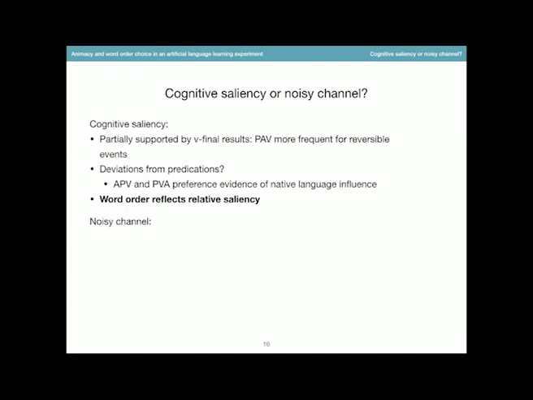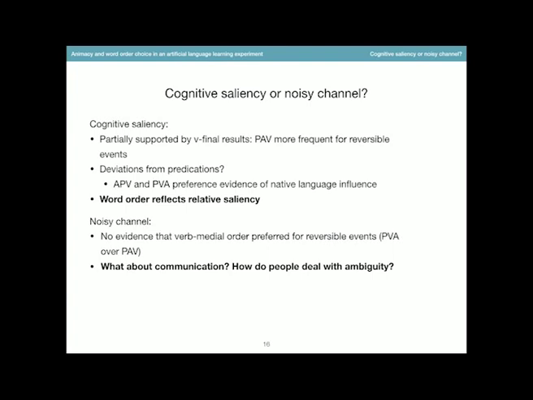In terms of the noisy channel hypothesis, we found no evidence that verb medial orders were preferred at all for reversible events, so our data didn't support this hypothesis. However, a caveat to that is that we don't want to rule out the possibility that communication does have some role to play. It probably does, but we do need to do more work to understand how people, during interaction, during communication, negotiate this ambiguity and if and how this influences word order choices.